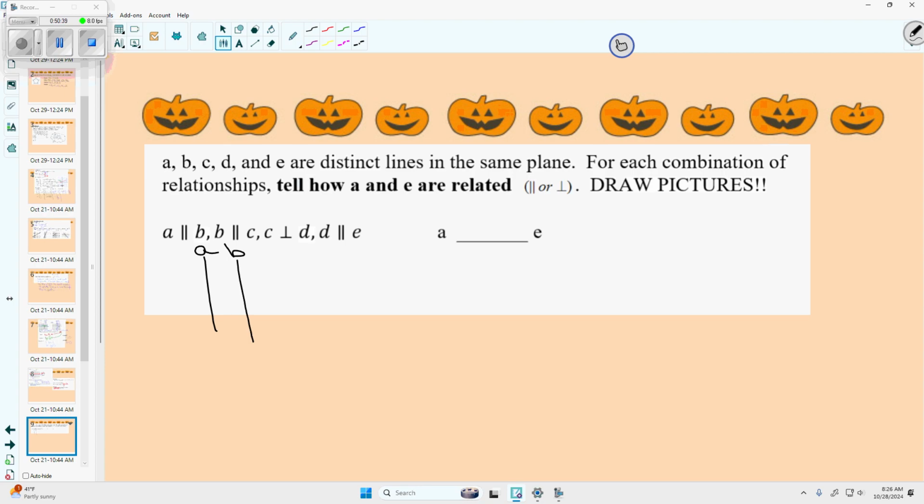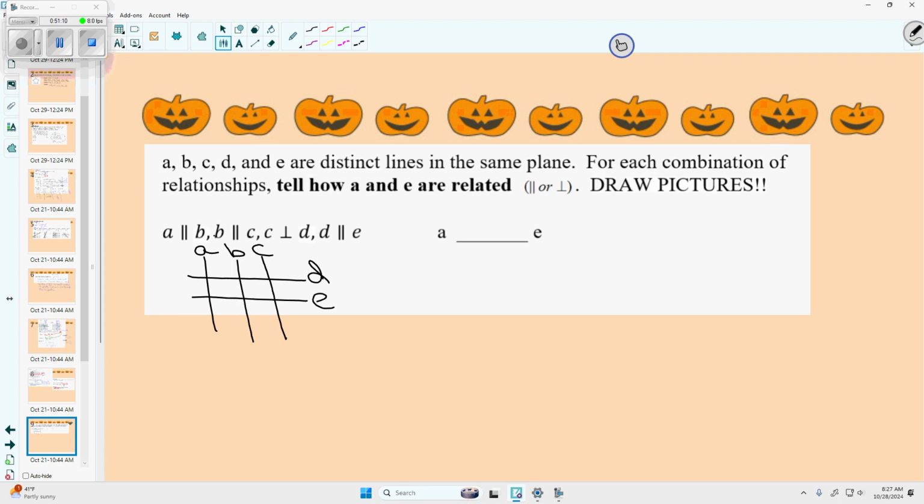But having set those up, when we go to the next direction and it says B is parallel to C, what kind of line do you have to draw for C? Parallel, so vertical, absolutely. All right, now it tells me that C is perpendicular to D. Now it's got to be horizontal, and I'm going to label it D. D is parallel to E. What kind of line is E? Horizontal, because it's parallel to D.